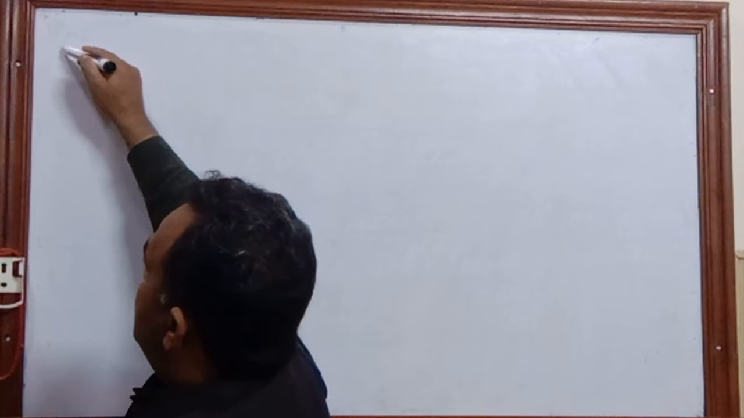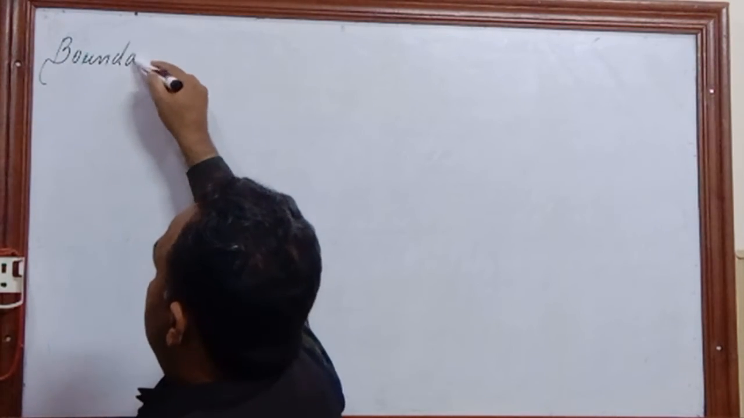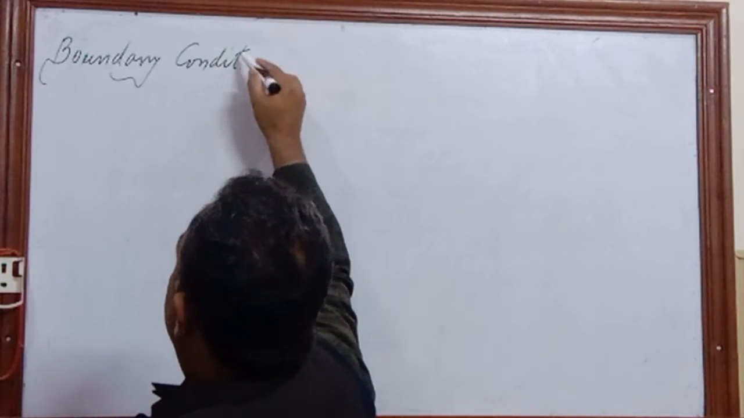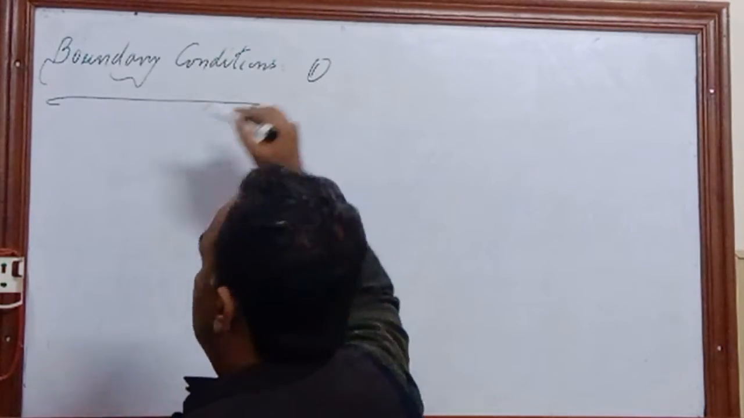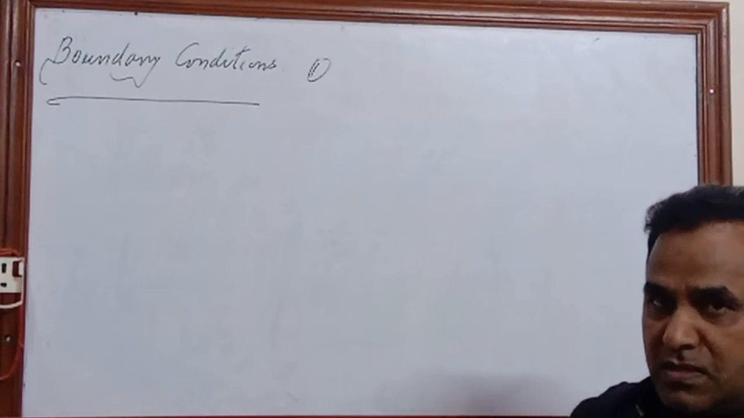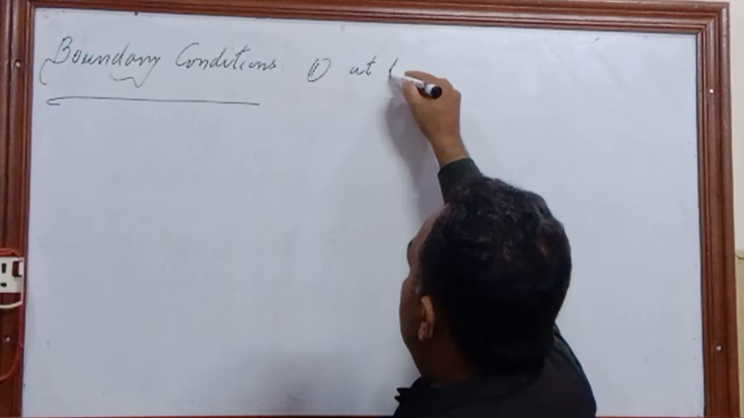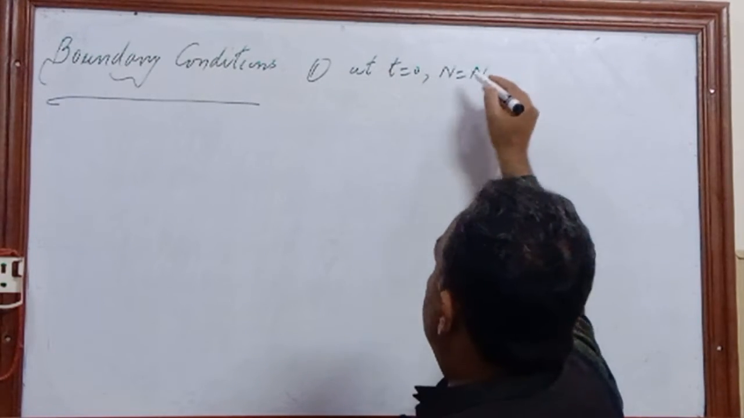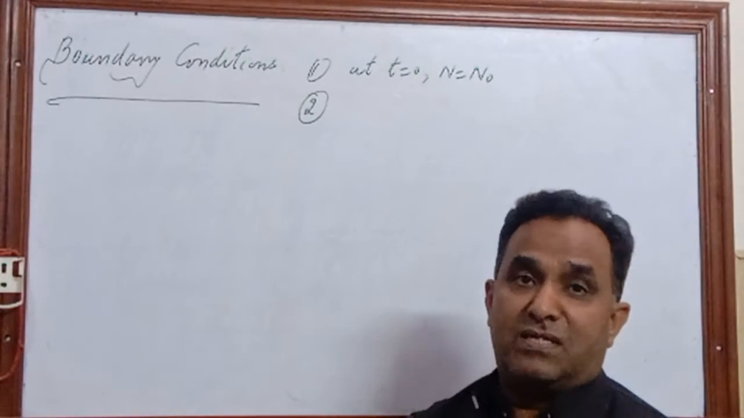Here we can specify the boundary conditions. One boundary condition is the same as the initial condition we have already used: at t equals 0, the value of N is equal to N naught. And the second boundary condition can be taken to be a general boundary condition.